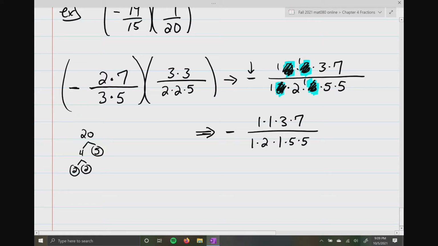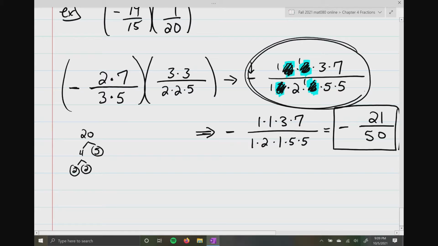So my answer, all I have to do is multiply the leftovers. I know the fraction is going to be negative. So 1 times 1 times 3 times 7 is 21. And then downstairs in the denominator, 1 times 2 is 2 times 1 is 2. And then you have 5 times 5 times 2. So it's really just 2 times 25, which is going to be 50. And I know this is completely reduced, and it's because I did it in the step above.